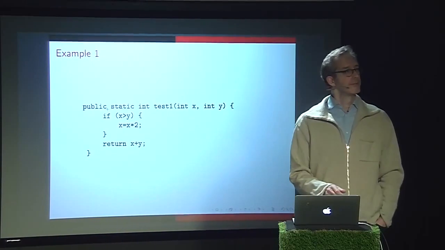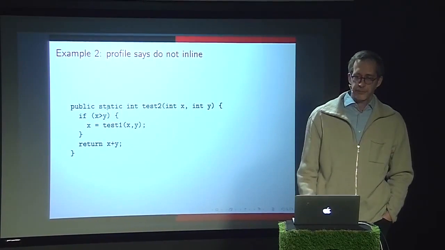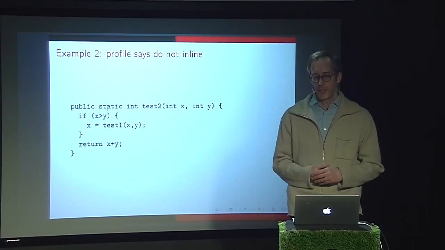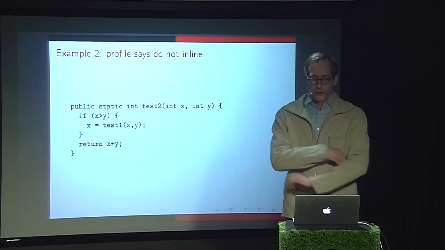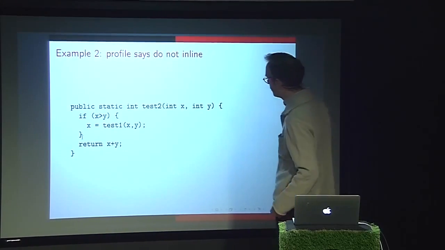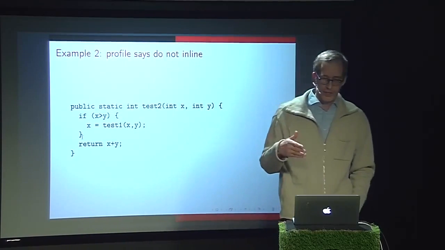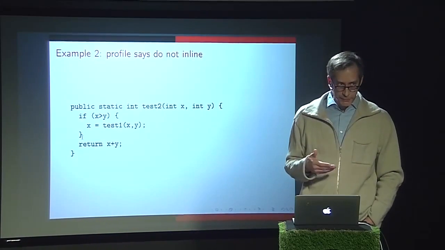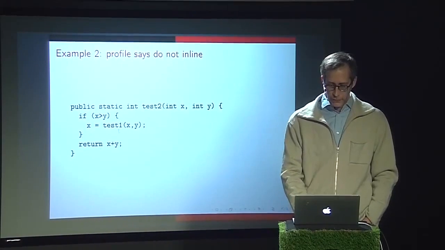Okay. That's a very simple Java function. Number 2. Profile says do not inline. This means, what can the compiler do when you see that no one has ever called test1? You can't know this, of course, but in my test case I've set it up so that when I'm running test2, x is always equal to y. So profiling information will tell both JRockit and HotSpot that test1 has never been executed.